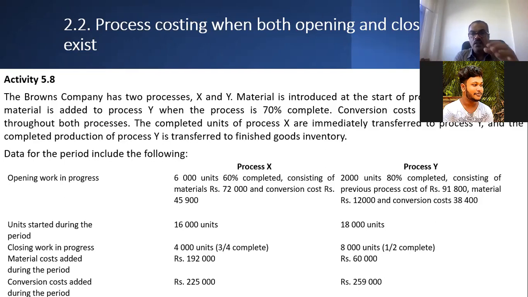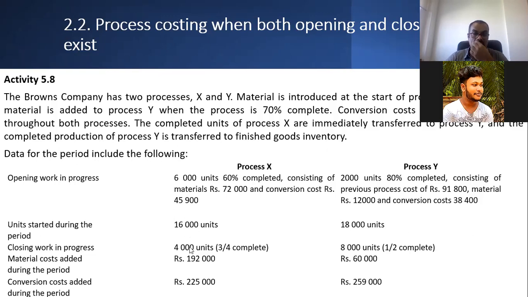For simplicity, when we talk about work in progress and all these things, we ignore losses. We assume that there are no losses. It does not mean that there are none; there could be in a real life situation. Here we assume that there are no losses. So you need to know what happened to these 22,000.